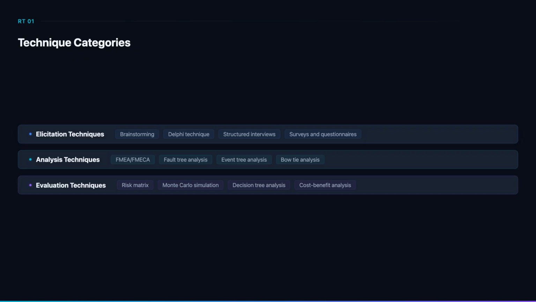Evaluation techniques help prioritize and make decisions about risks. Risk matrices provide simple visual prioritization. Monte Carlo simulation models probability distributions for complex scenarios. Decision tree analysis evaluates choices under uncertainty. Cost-benefit analysis compares the cost of controls against the expected reduction in risk. These techniques support risk-informed decision-making.